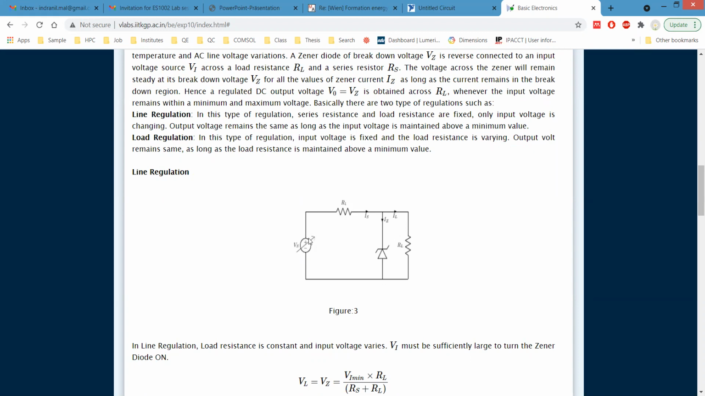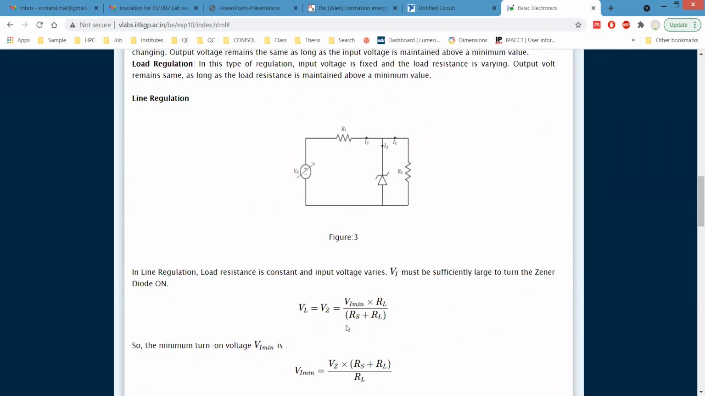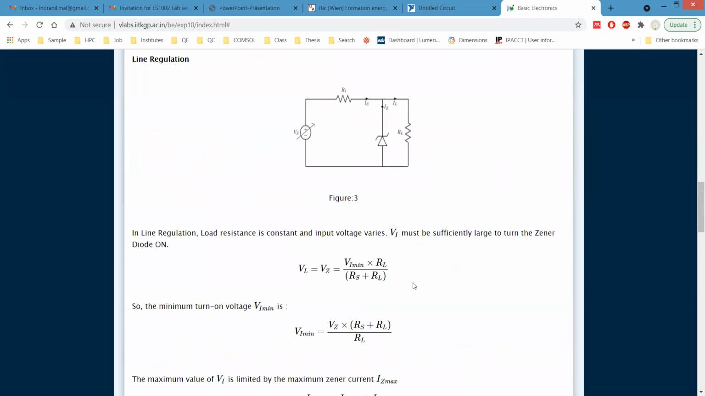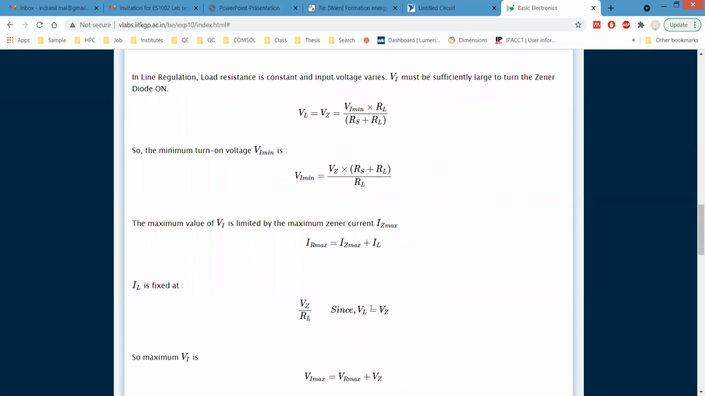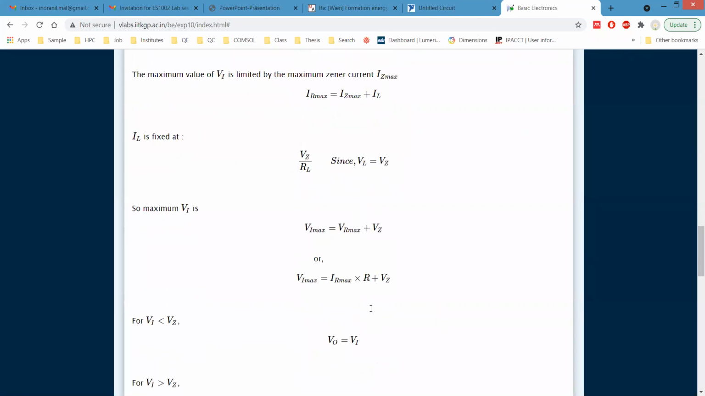The condition is that, obviously, if you want to have the Zener effect, the voltage across the Zener should be greater than its breakdown voltage. Otherwise, it will not act as a regulator. So that is line regulation. I think you are familiar with these formulas, with no issue. If you have any doubt, you can ask me after the class or in the next lab.